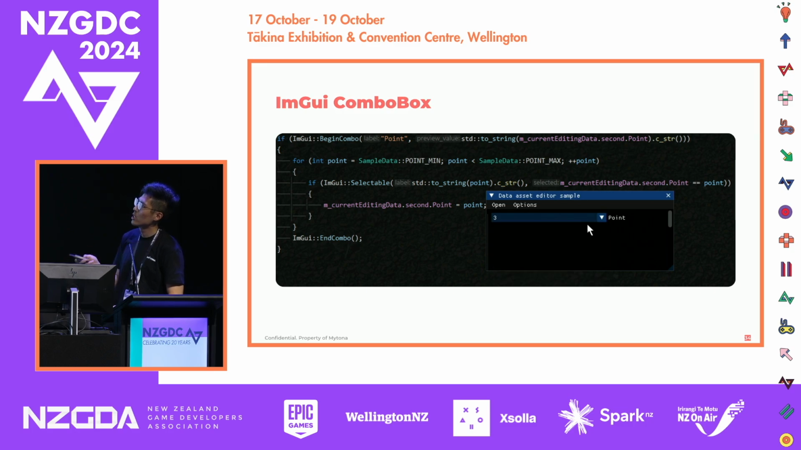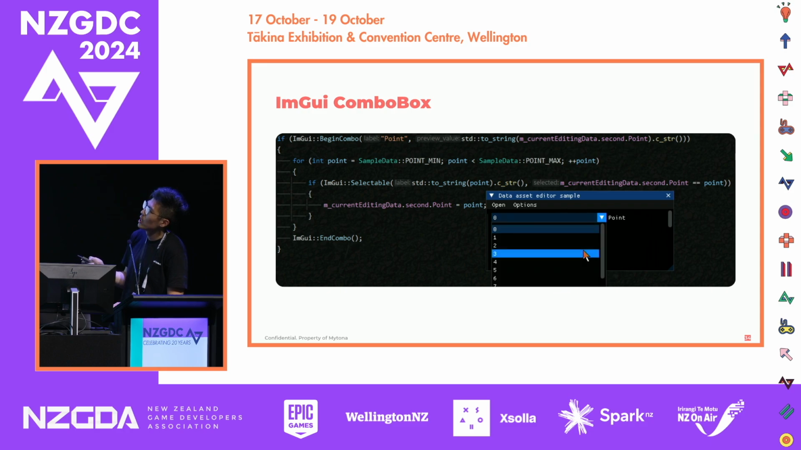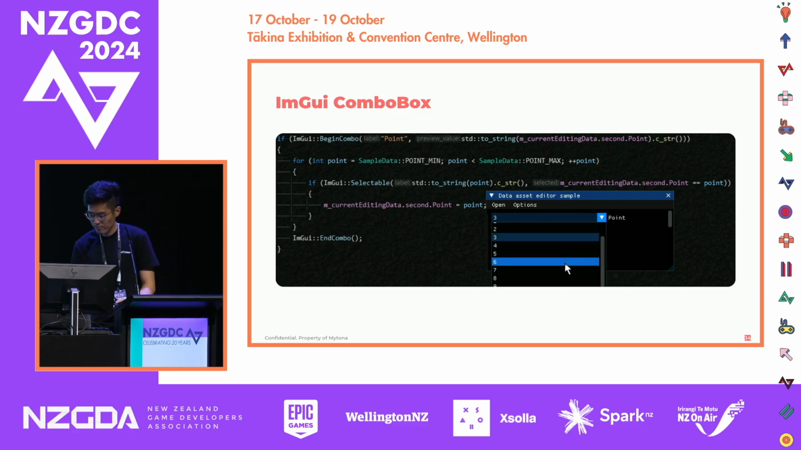Combo box for the point array. So I have a combo box, and I push a lot of selectables inside it within a for loop, and I change my value if I click it. Yep, super simple.